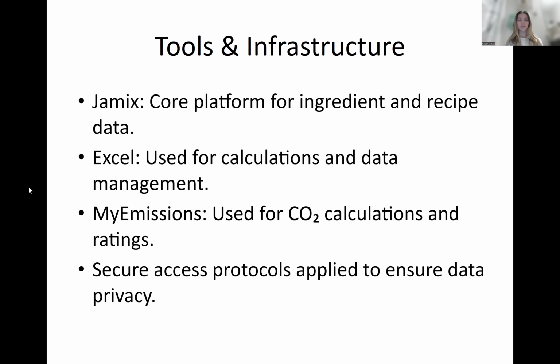The tools and infrastructure, like I said: Yamex was a core platform for ingredient and data storage. Excel was used for calculations and data management. My emissions was used for CO2 calculations and the rating scale. And then secure access protocols were applied to ensure data privacy, so only certain team members got full access to Yamex in order to keep down the number of people that could access and change the nutritional values and all the important stuff.